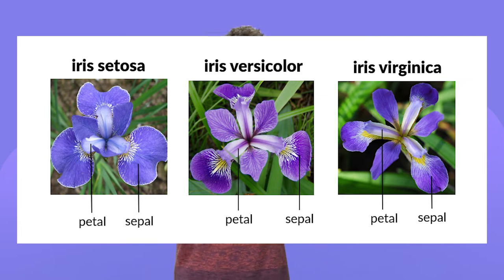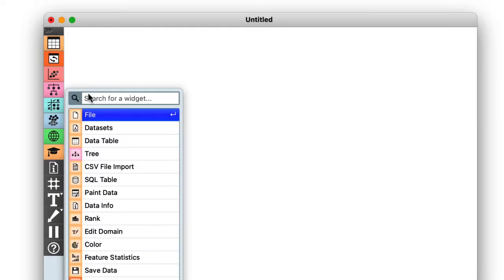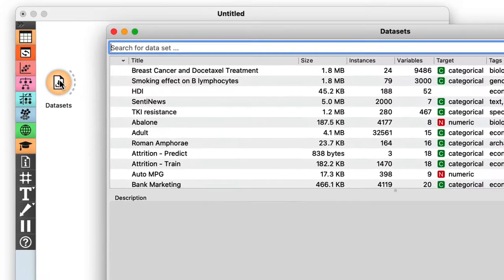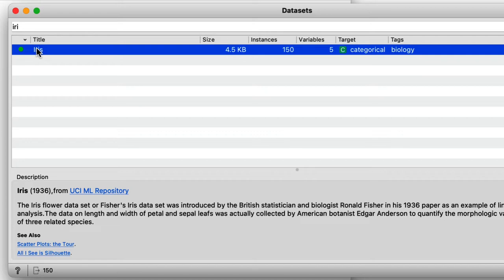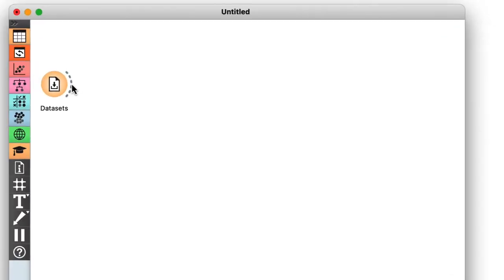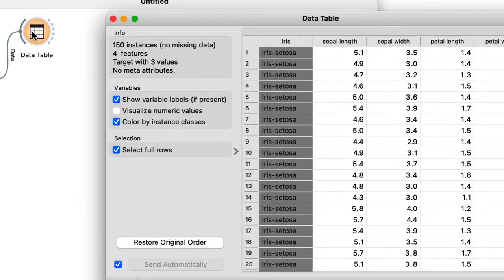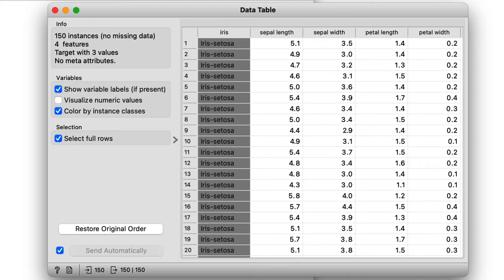And in taking a quick look at some pictures, I can't really tell the difference. But luckily, I'm not the first person to think about all the species of irises. Edgar Anderson collected data on 150 irises way back in 1936, and that very same dataset is available in Orange. It includes three different species described by four morphological features. More concretely, the length and the width of the sepals and petals.